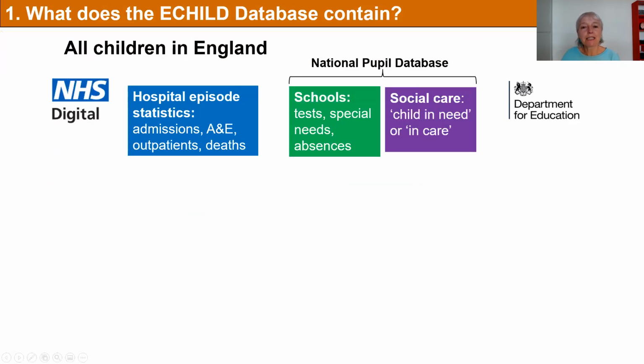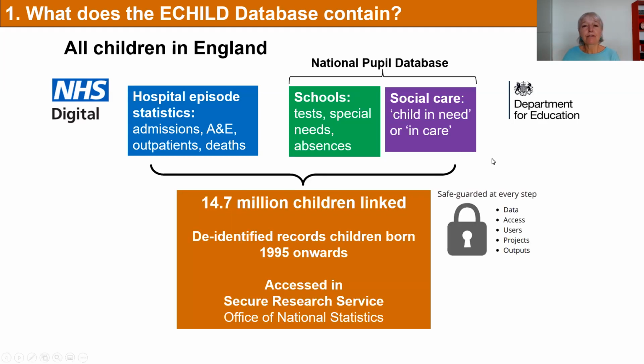So what does EChild contain? The EChild database combines routinely collected hospital data called hospital episode statistics with routinely collected data from the National Pupil Database, which contains education data and social care data for all children in England. The linked database contains nearly 15 million children and is accessed in the Office for National Statistics secure research environment with strict outputs and access controls.